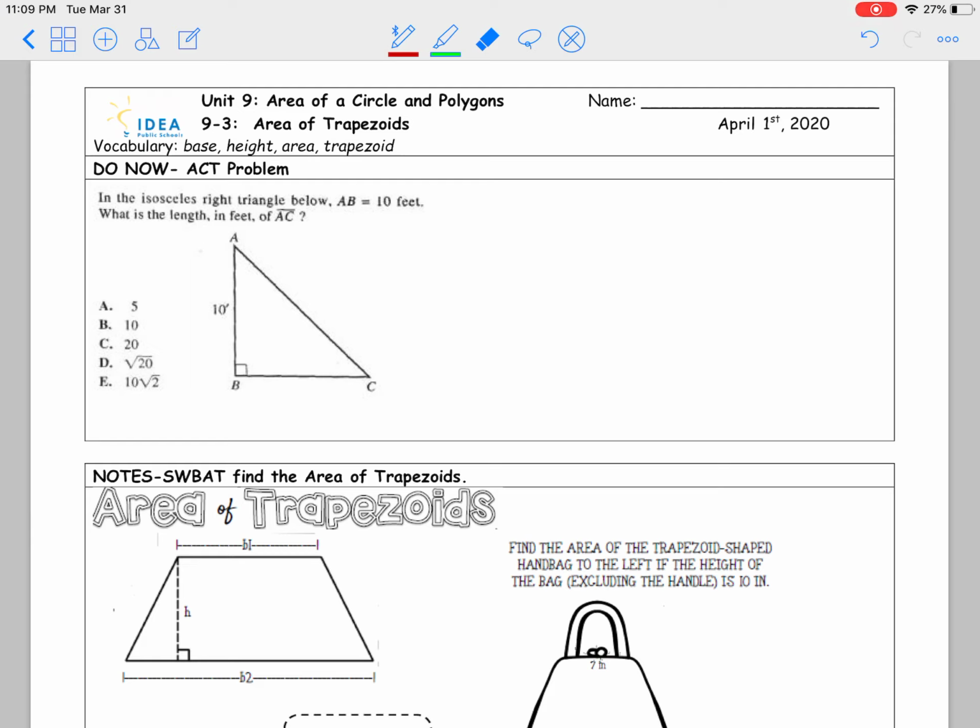In the isosceles right triangle below, segment AB is equal to 10 feet. What is the length in feet of the segment AC? Here you need to remember that if this triangle is an isosceles right triangle, then both of the legs AB and BC will be congruent. So since AB equals 10, then BC will be equal to 10.